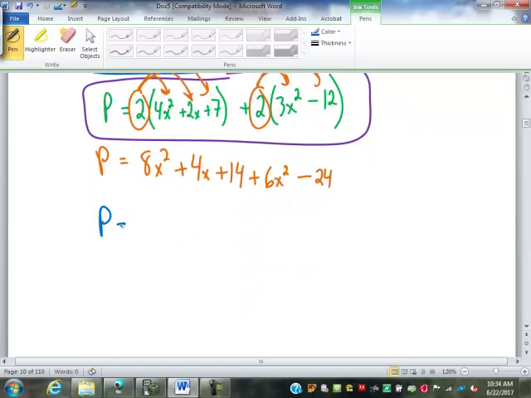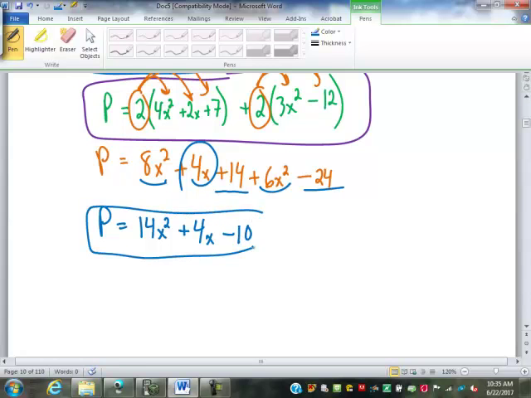Okay. We can combine 8x squared and 6x squared makes 14x squared. What should come next? The 4x would be next. There's nothing to combine with it. What's next? 14 and a negative 24 make negative 10.